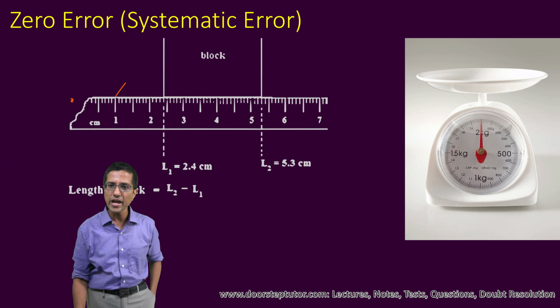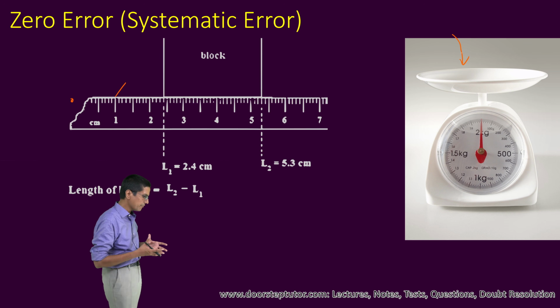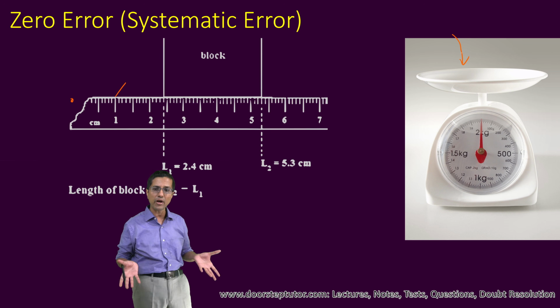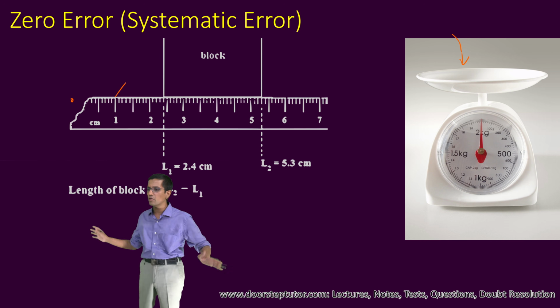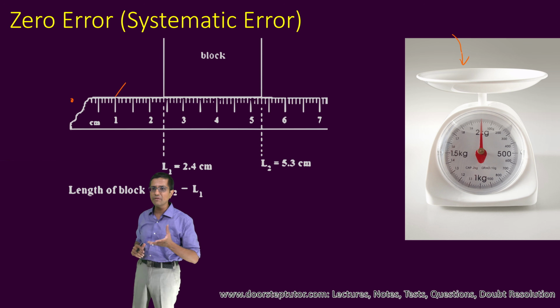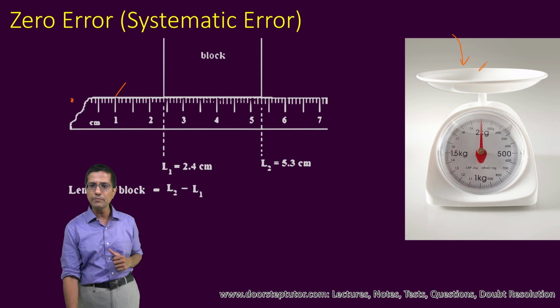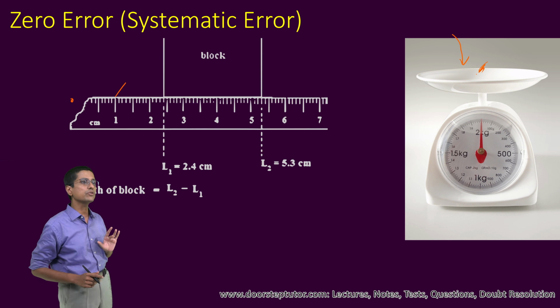Similarly, zero error, where it's commonly observed, is when we are weighing things. When we weigh things and our weighing scale has a zero error, it means that when nothing is put on the scale, then also it shows some weight. So here in this example, we have a scale which shows 2 kg, but if you look here, there is nothing put on the scale. So my minimum reading is 2 kg.